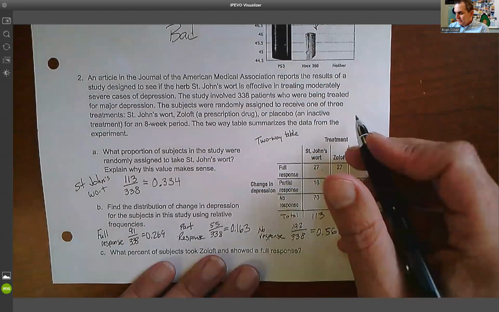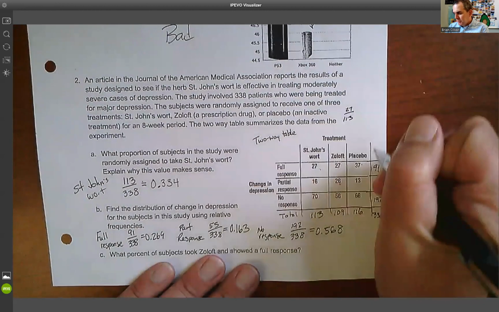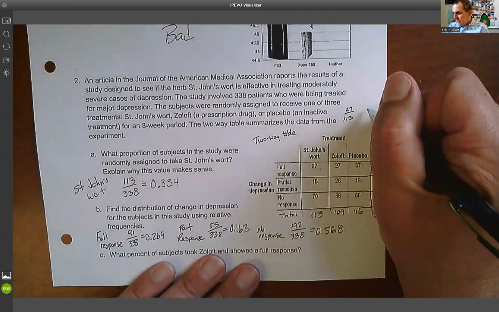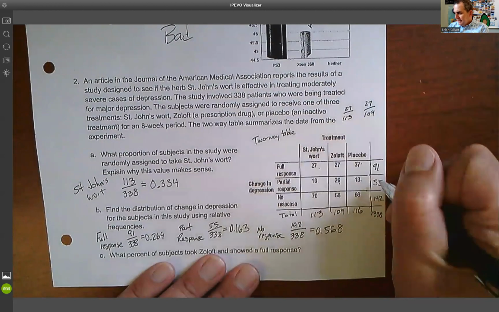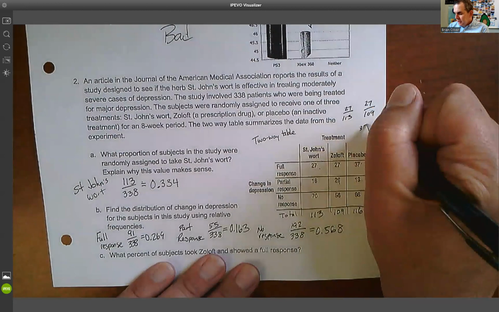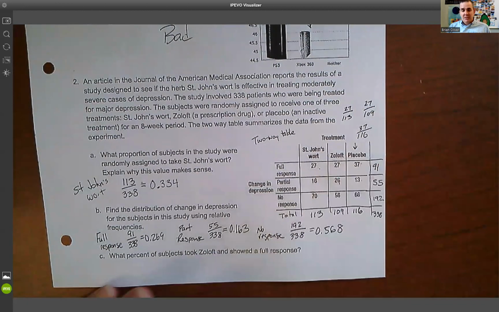So if I wanted to, I could check the treatments and I could say, well, St. John's wort showed full response 27 out of 113. Zoloft showed full response 27 out of 109. And the placebo showed full response 37 out of 116. Well, if you look at this, placebo actually ended up with the greatest percentage of full response. So what I might infer from this is that this stuff doesn't work very well.